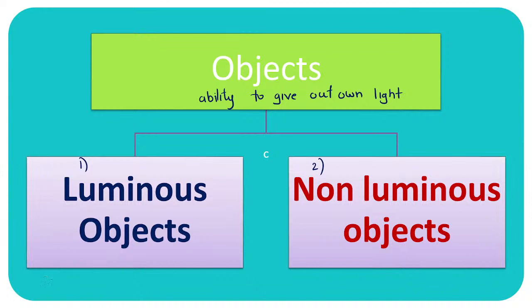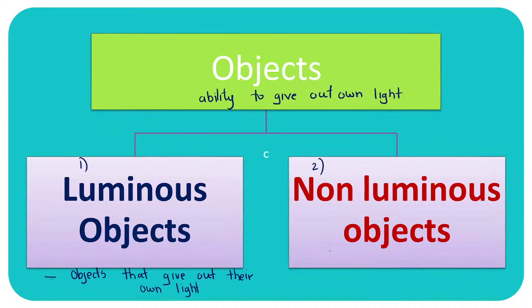So what are luminous objects? Those objects that give out their own light. For example, sun, a bulb, a tube light. These give out their own light.